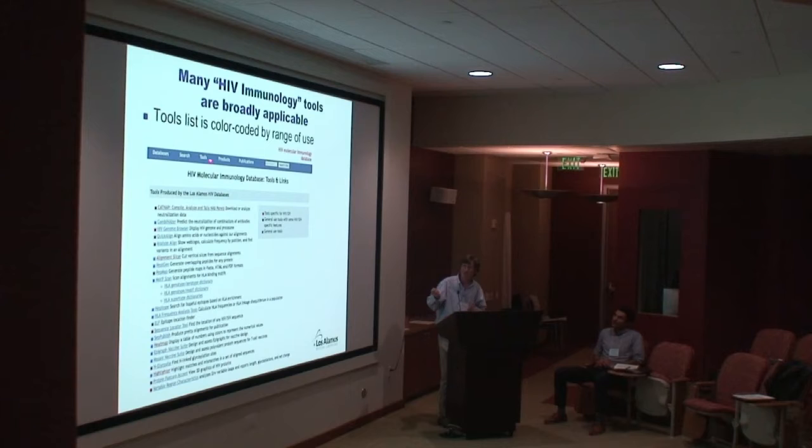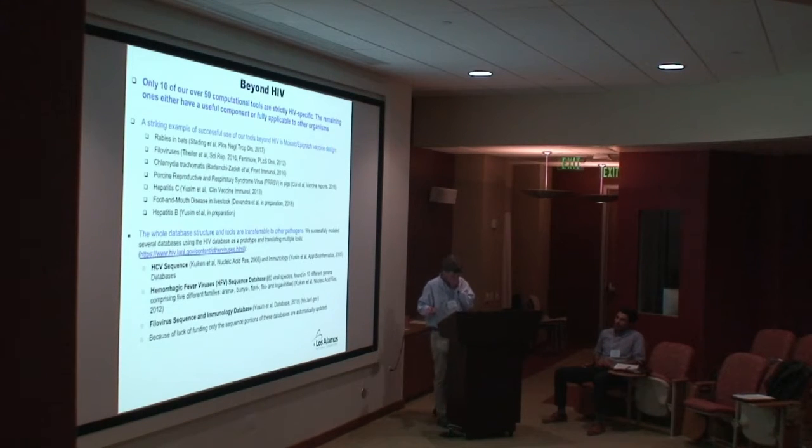If you go to the tools page from that first page, you'll see this list. And this is just a sampling. This is most of the immunology-specific tools, some of which are colored in red because really they don't make sense outside of HIV. Some of them are most useful for HIV, but can be used elsewhere, and some are just plain general.